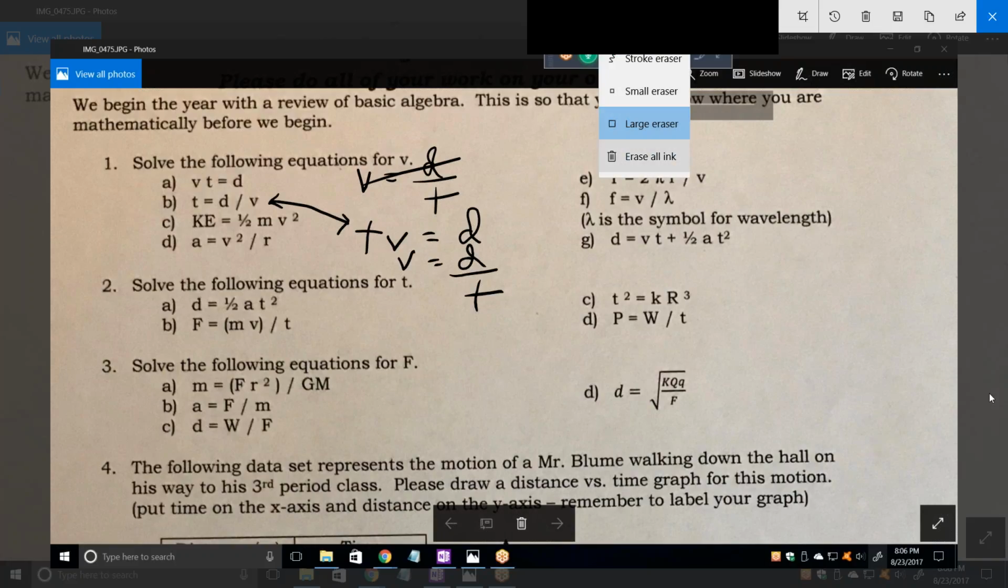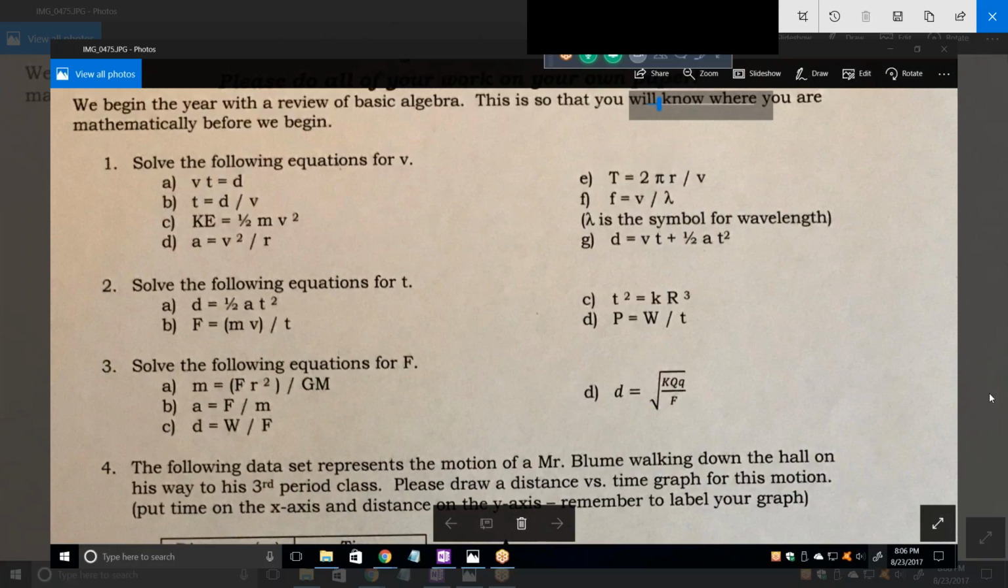Okay, hold on. The third one. Remember, we're trying to isolate V. So we've got to get rid of this 1/2, we've got to get rid of the m, and we've got to get rid of the squared. Don't get rid of the squared first. That's always going to be your last step. So get rid of the 1/2 and the m. So what is v squared going to be equal to? V squared is going to be equal to KE over 1/2 m.